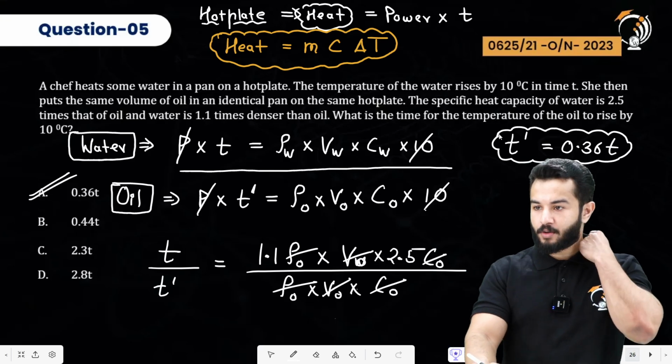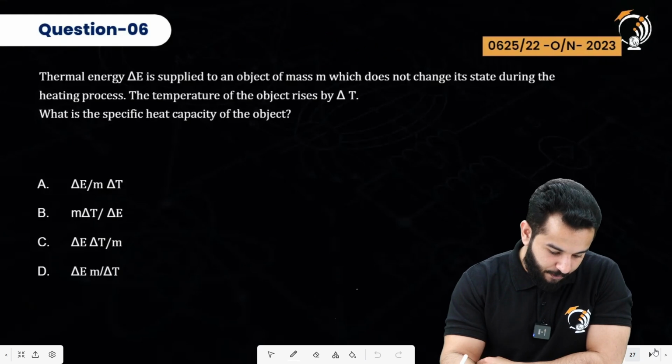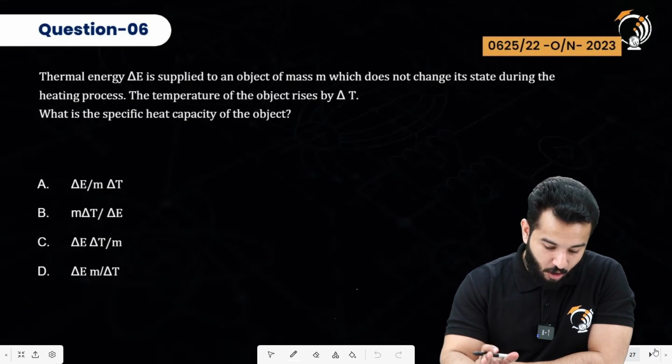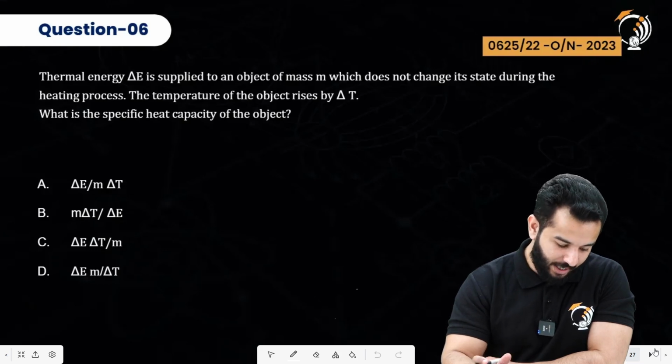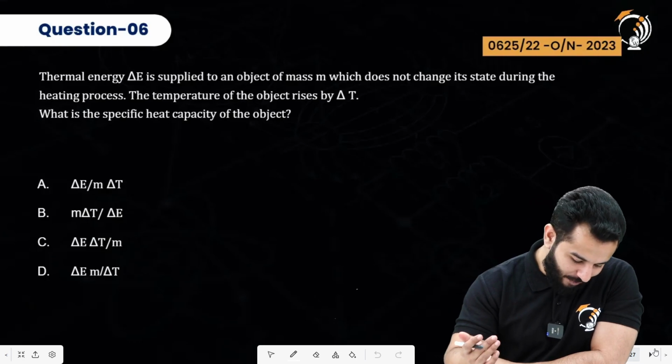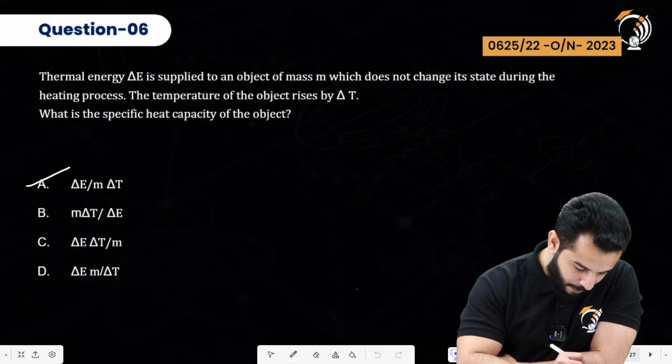Hopefully you have got it, right? Moving on to the next one. Thermal energy E is supplied to an object of mass m which does not change its state during the heating process. The temperature of the object rises by delta T. What is the specific heat? Very easy. Specific heat is going to be delta E divided by m times delta T.